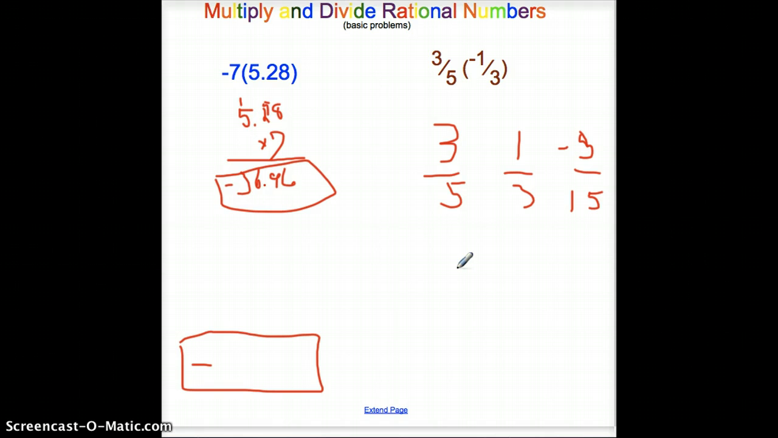Next you have to simplify it by dividing the negative 3 by 3, and you get negative 1, and the 15 by 3, and you get 5. Now that's your simplified answer because it can't be simplified further.